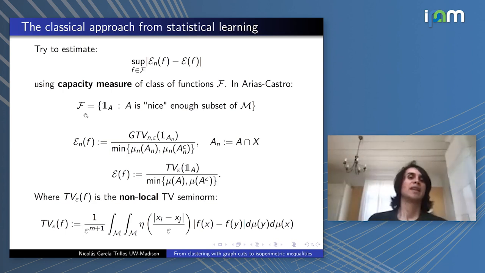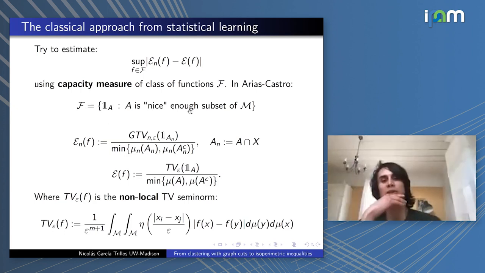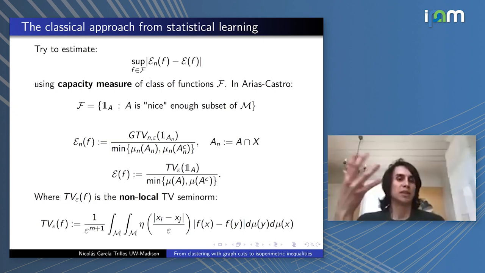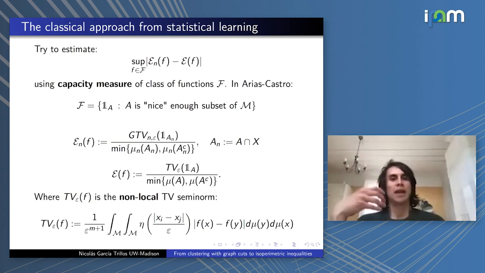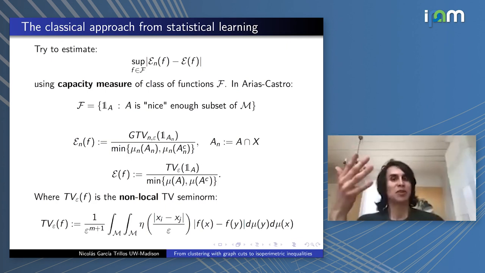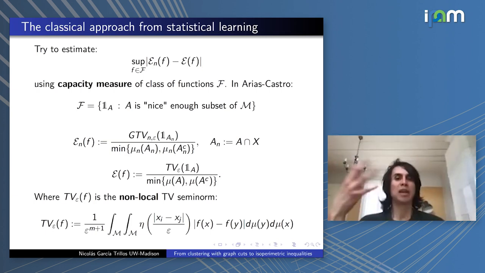But once again, the observation is that the class of functions is restricted to nice enough subsets of M. From a statistical point of view, I don't see a problem with this, but from a practical point of view, this is not so good, in the sense that there is no way to guarantee that your partitions are going to be nice enough subsets of M. A priori, we don't have that information, and there is no way to enforce that constraint because, of course, in most of our applications, we don't know what the manifold M is.